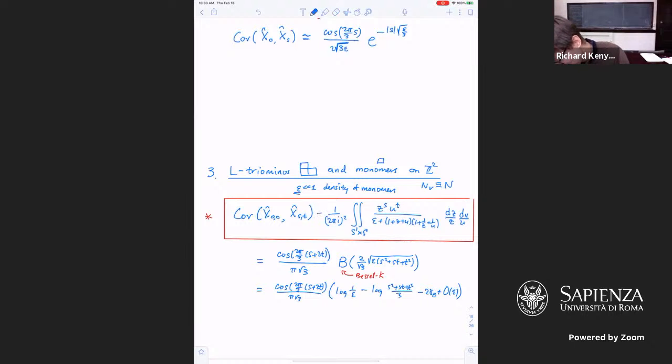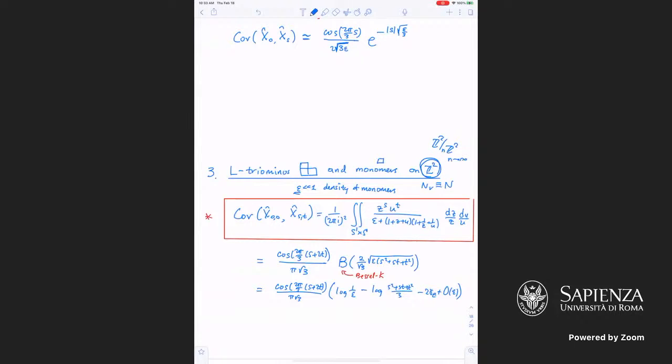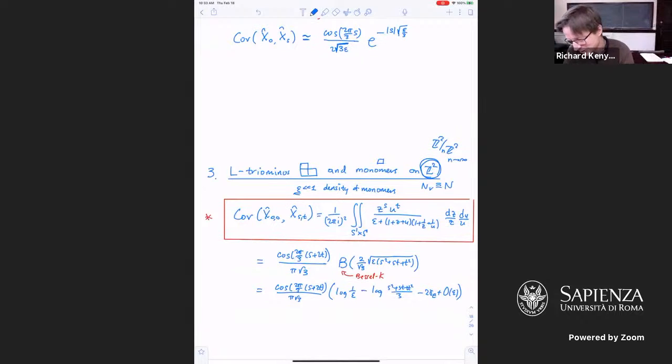Well, in an appropriate limit, this is the correct formula. In the limit as n gets large, I mean, I said Z2 here, but really what I mean is Z2 mod n Z2, but then I'm going to take n to infinity, and the red box is the formula as n goes to infinity. And that's an exact formula.